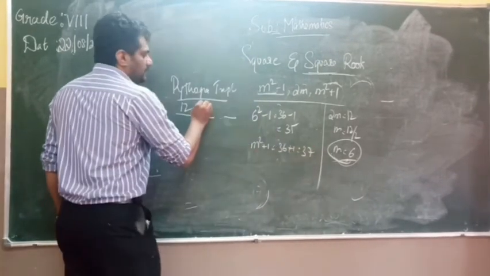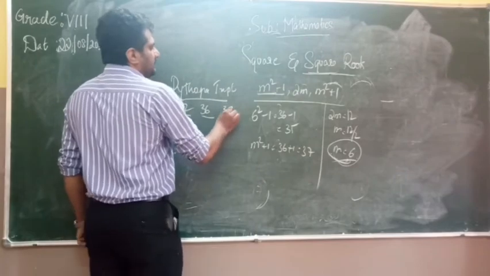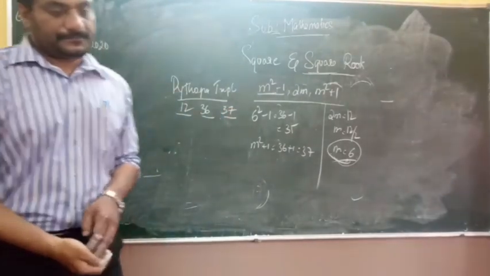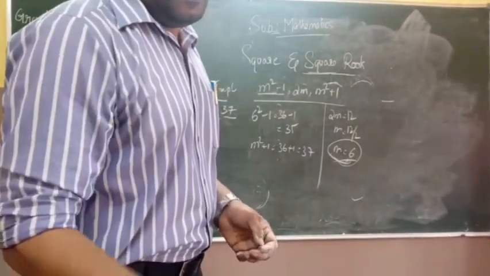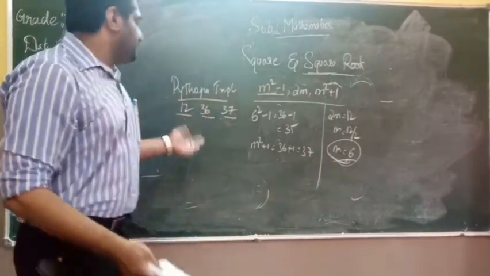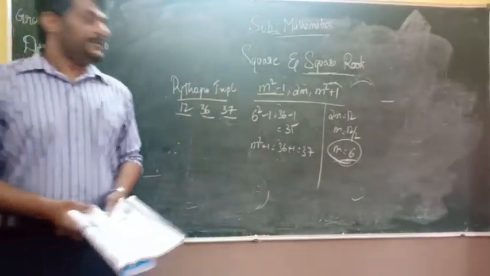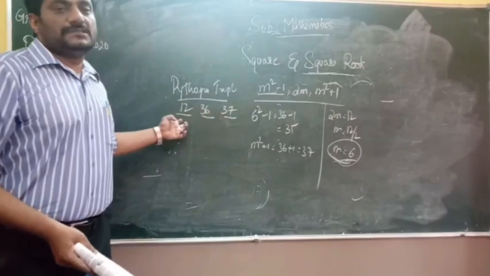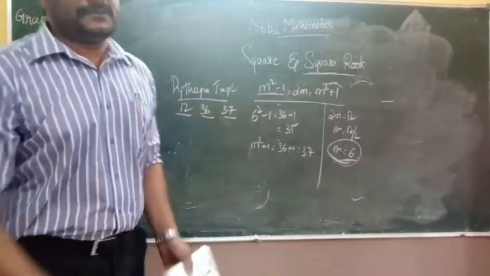So the numbers are 12, 35 and 37. These are the triplet. How do we verify? 37 squared is equal to 12 squared plus 35 squared.